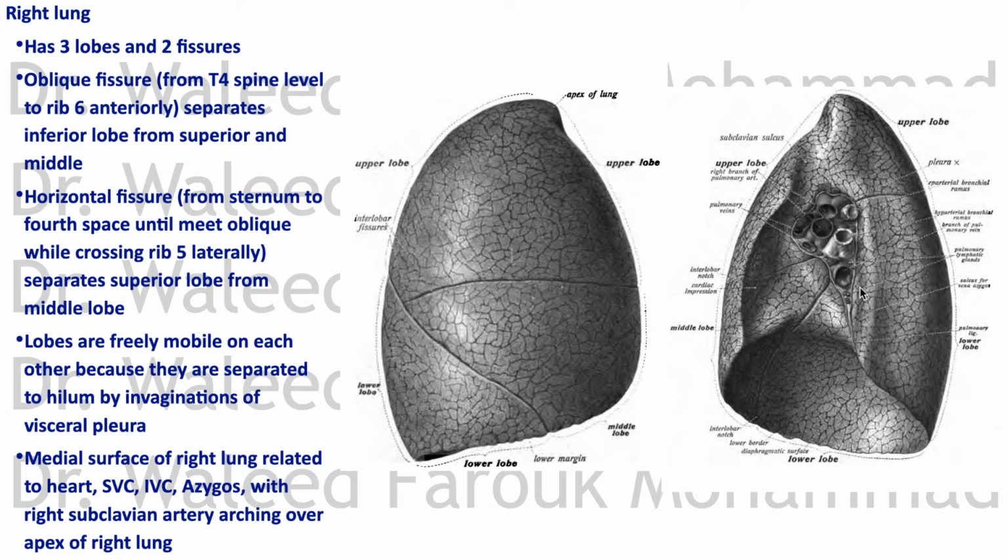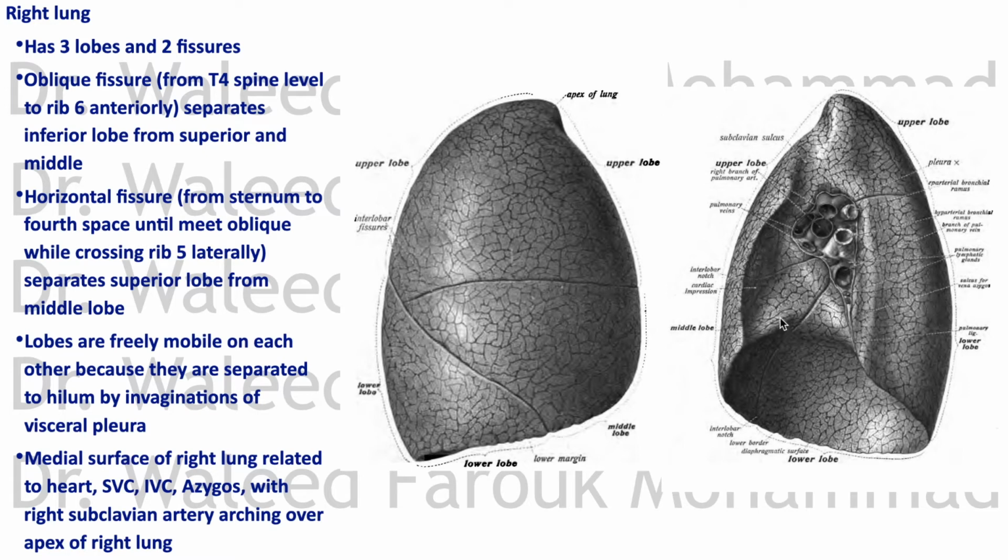So behind the root, there is the azygos vein impression. This is the azygos vein, and this is the arch of the azygos. Now the azygos will end up in the superior vena cava, so this is the impression for superior vena cava. Superior vena cava will end up in the right atrium, so this is the cardiac impression, which is the right atrial impression on the right lung.